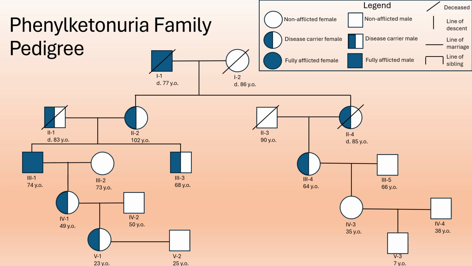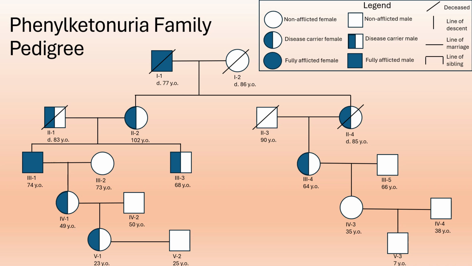Now, similarly for the males, a white square is the homozygous non-affected, so the homozygous dominant male. A half blue, half white square is a heterozygous male, so that's a male who carries the disease in his genotype, but he doesn't express it in his phenotype. And a fully blue male is a homozygous recessive male who's going to carry the disease fully in his genotype and express it in his phenotype.